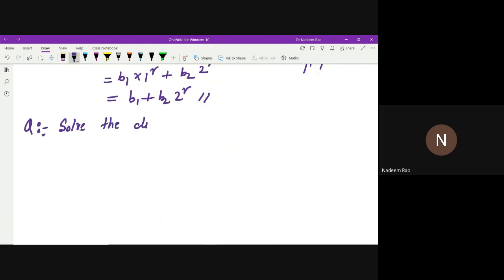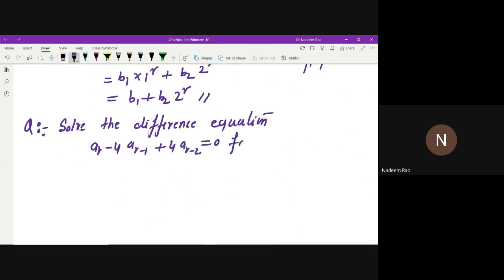Solve the difference equation. क्या डिफरेंस इक्वेशन है भाई हमारे पास, a_r minus 4 a_(r-1) plus 4 a_(r-2) equals 0 for r greater than or equal to 2, and a_0 equals 5/2 and a_1 equals 8.